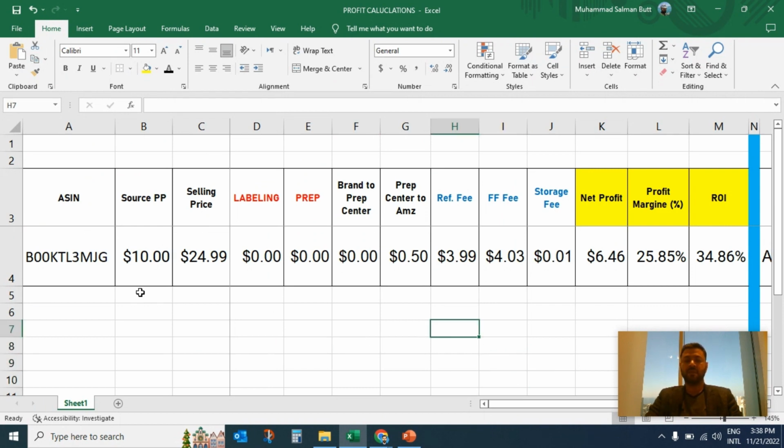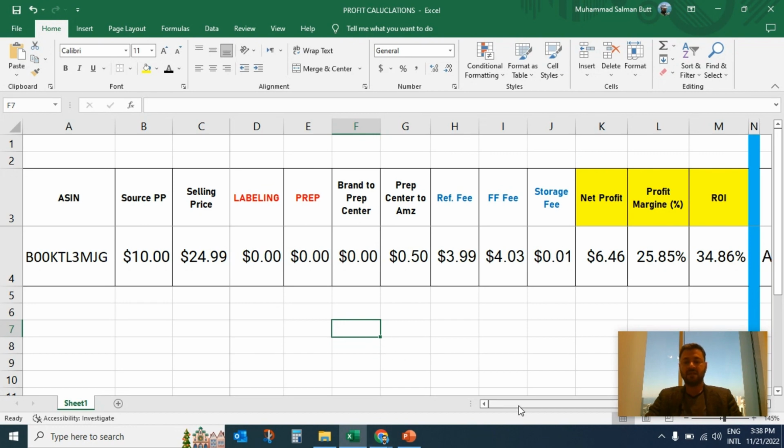But in order to save time, you should maintain such a sheet beforehand, because we can test a product by entering the source price and all these prices, we can vary them, and we can immediately get the ROI, profit margin, and net profit. So you should maintain this kind of pricing sheet with you.